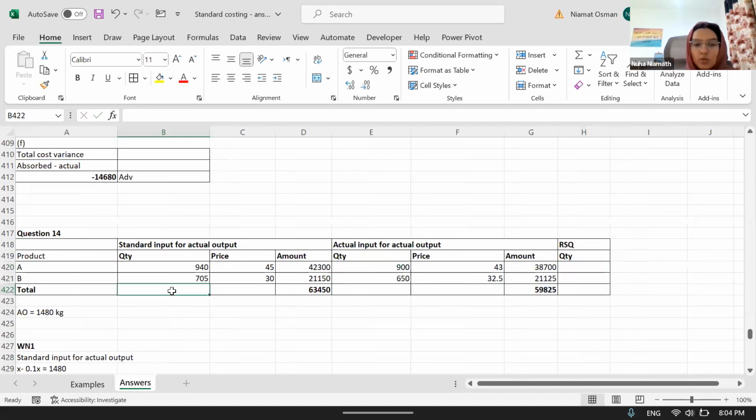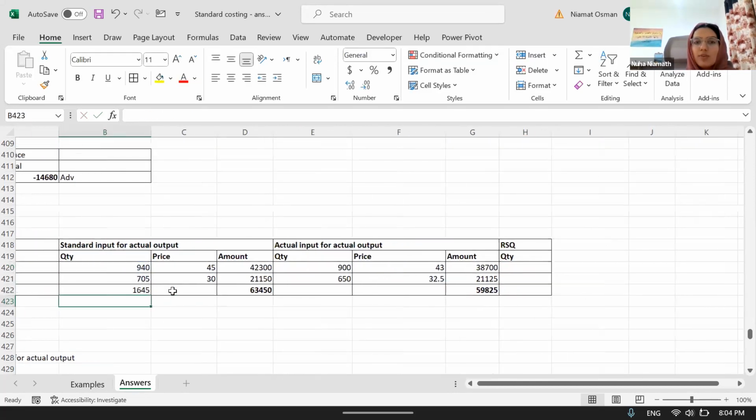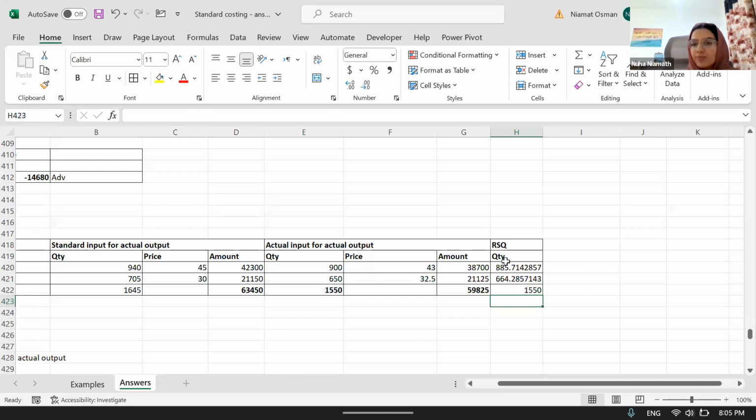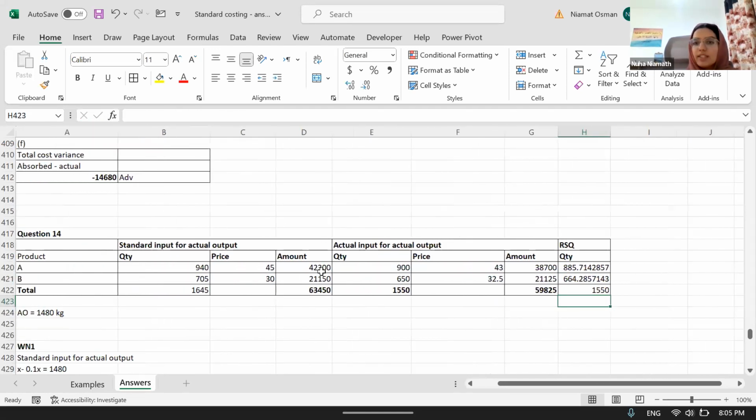So 59,825, which is the total actual quantity. First we'll calculate the total here. 1645. And let's change the proportion. So actual quantity, which is not 59,000. Perfect, I see the formula in the chat box. Good. Into 940 divided by 1645. So that will give me 885, which is around 886. And this will be total actual quantity into 705 divided by 1645. So this should give me a total of 1550. So we have calculated our revised standard quantity.